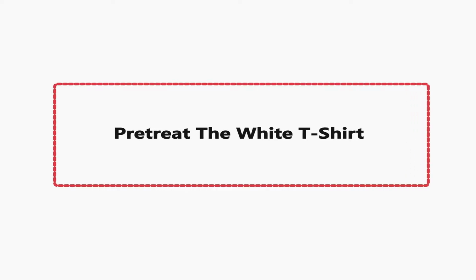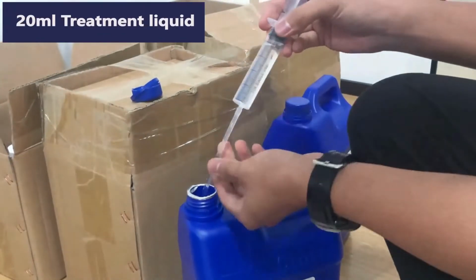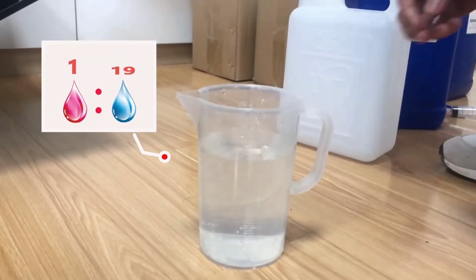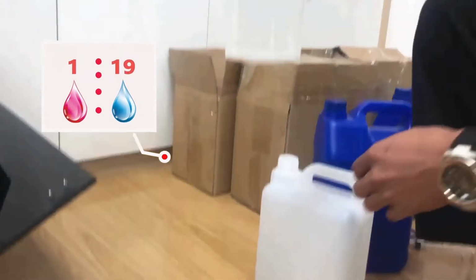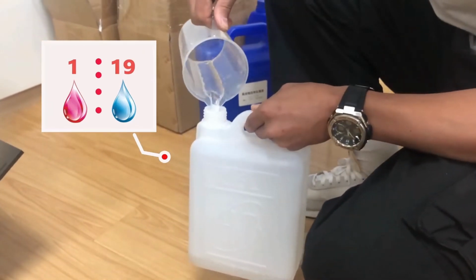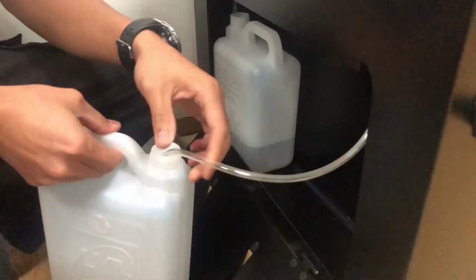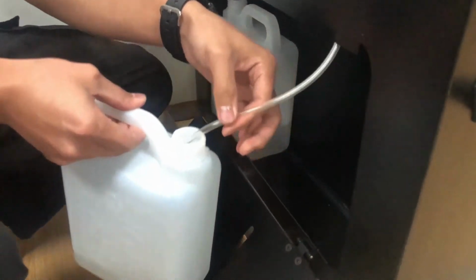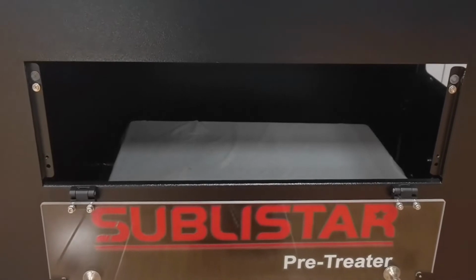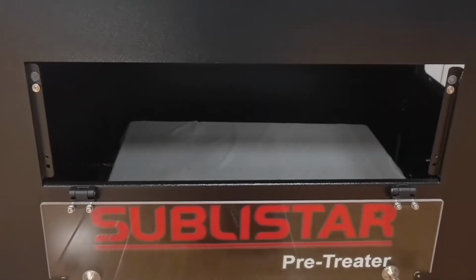For the white t-shirt, we need to mix treatment liquid and water in a ratio of 1 to 19. Now we mix it. Change the bottle. We pretreat with a PTM again.